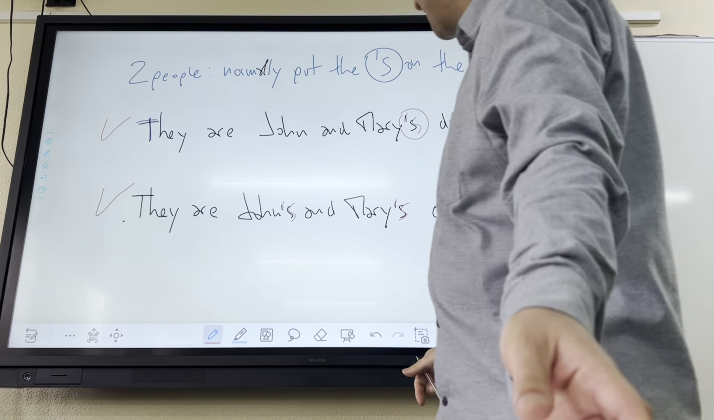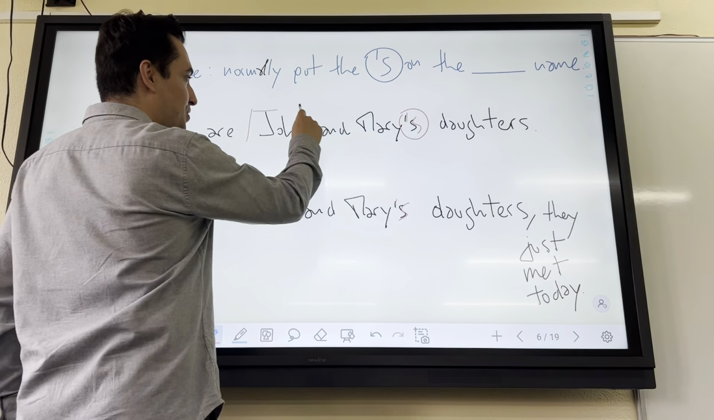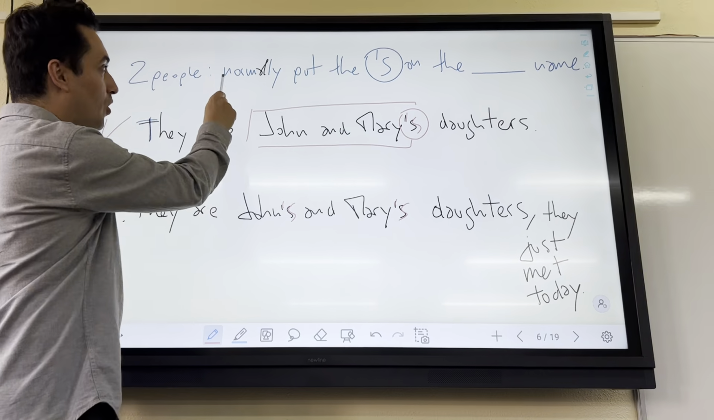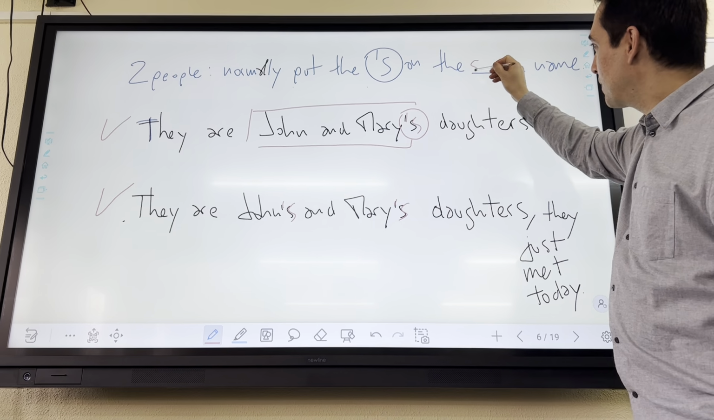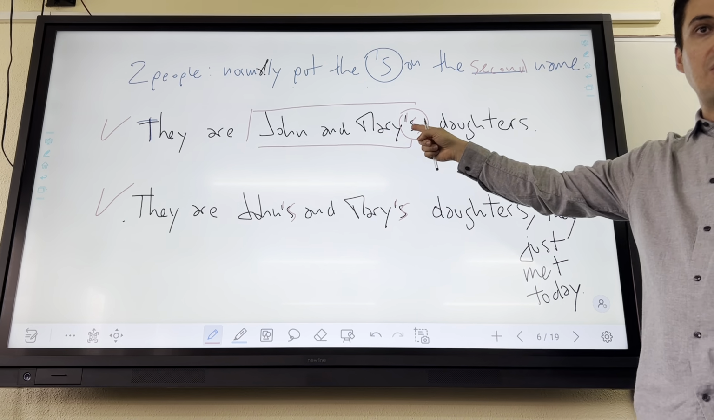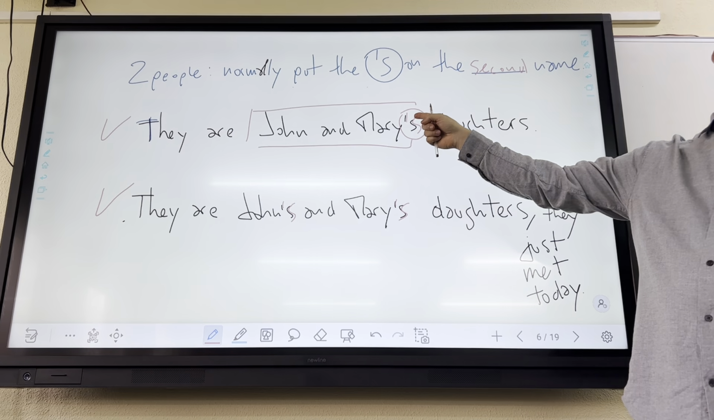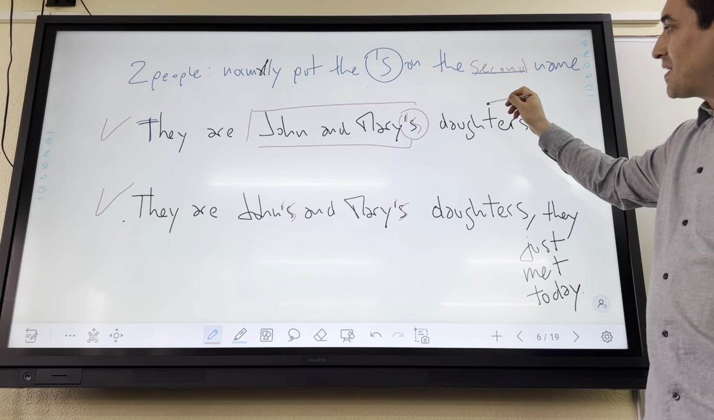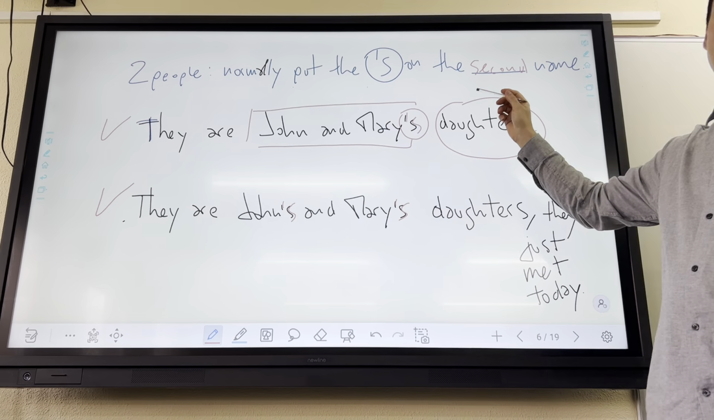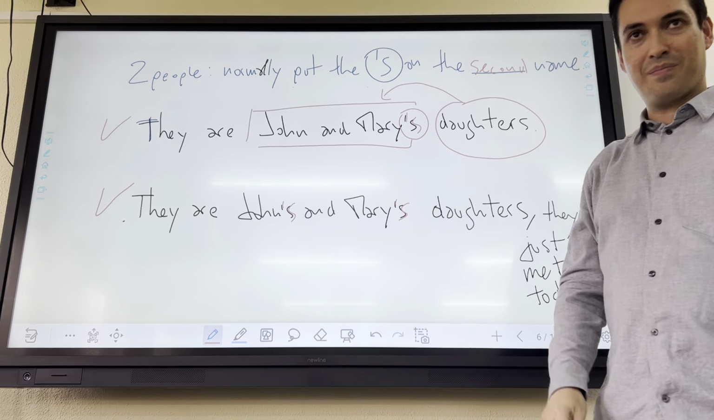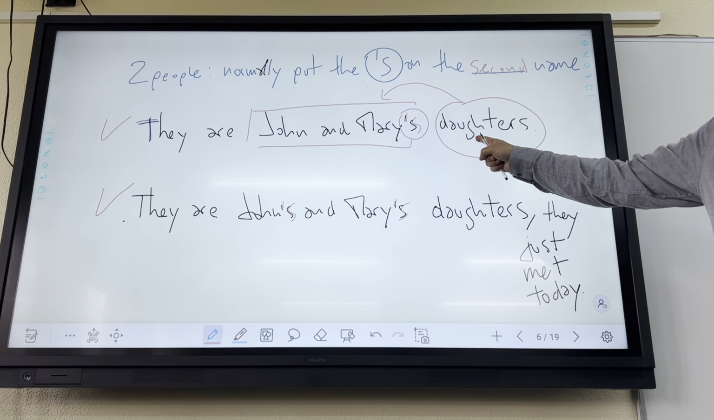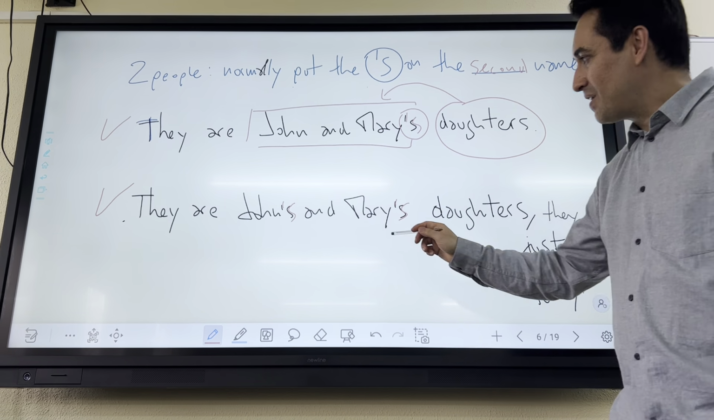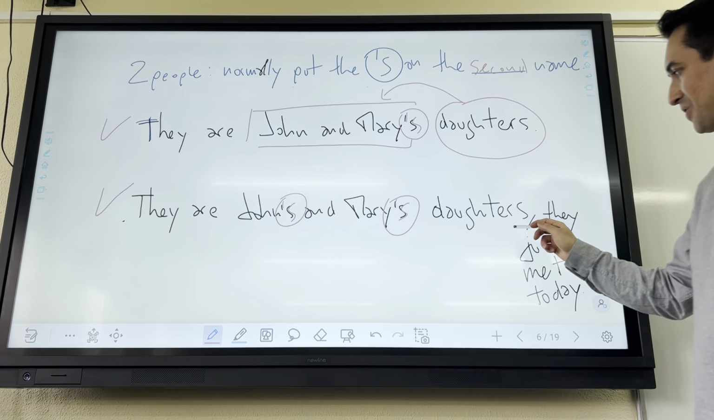Okay, almost there. So when we have two nouns, John and Mary, we normally put the S on the second name. This is the normal thing, okay? Most of the time, it would be like this. We put the S on the second name. And that means that these daughters belong to both of them as a block. All right? To both of them. They are sisters.